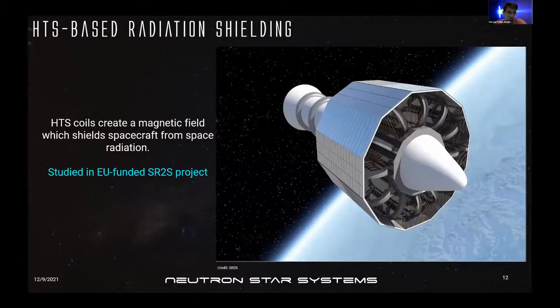Another application we can use the superconductors for is cosmic radiation shielding. By similar means to the re-entry shielding, we generate a strong magnetic field which can deflect and protect against space radiation. So this kind of application will also be suited for a Mars mission, where the crew may need to be in transit for up to several months and will need protection from the harsh radiation environment.